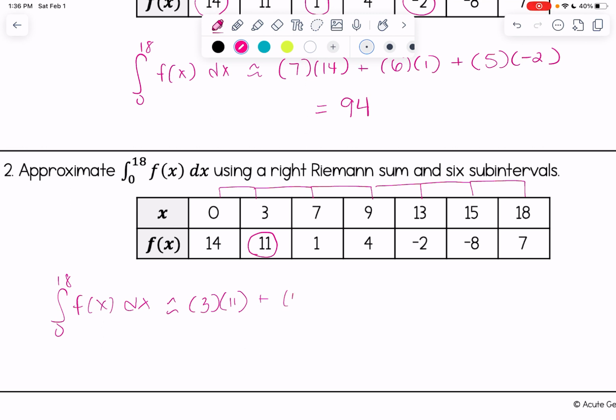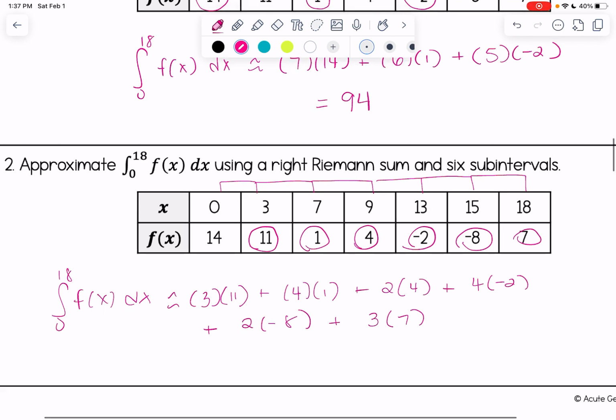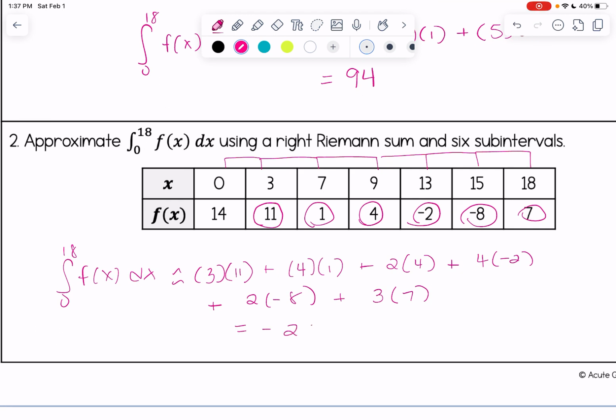The next change is going to be 4, and we're going to pick the rightmost point, which is 1, plus 2 times 4, plus 4 times -2, plus 2 times -8, and plus 3 times 7. So notice when we are doing a right Riemann sum in the table of values, we end up using all of the rightmost points here, especially when we are using consecutive pieces of the table. So for instance, 0 to 14 and then 3 to 11, 3 and 11. All right, all of this comes out to be -22.